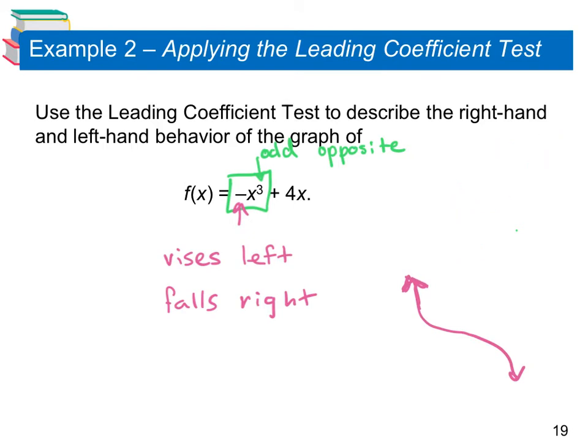Any questions here? These have nothing to do with vertex or anything like that, right? Right. So vertex only applies with your quadratic graph, so it's x squared.